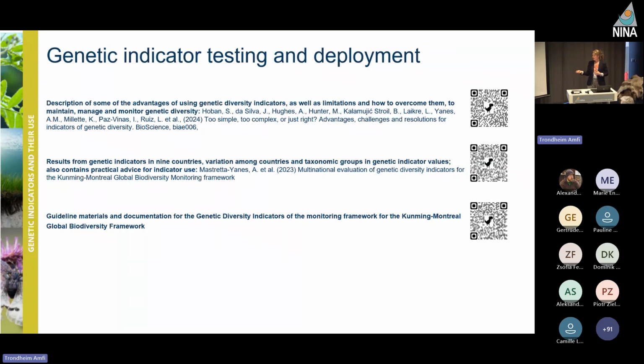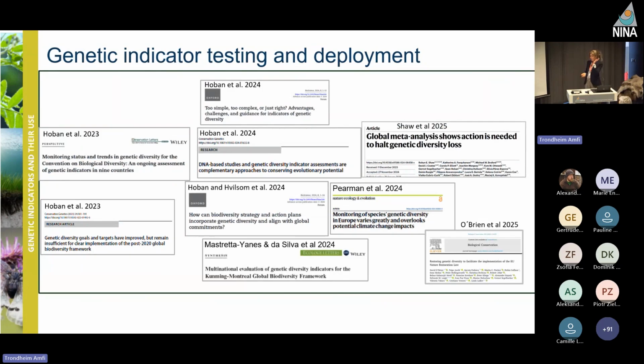So having a kind of a one-stop shop for all the material, the relevant documentations, guidance, etc., relating to the genetic diversity indicators can be found through this link. These are just some of them, and here are some of the additional ones focusing on the importance of genetic diversity, focusing on the indicators, how to put them into practice, how to adapt them into countries' strategic biodiversity strategies and action plans, etc.